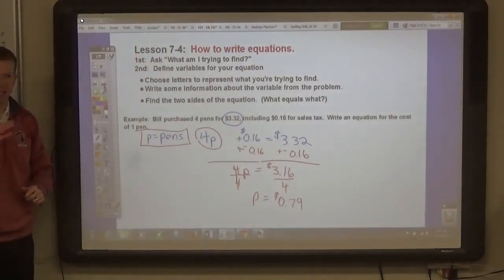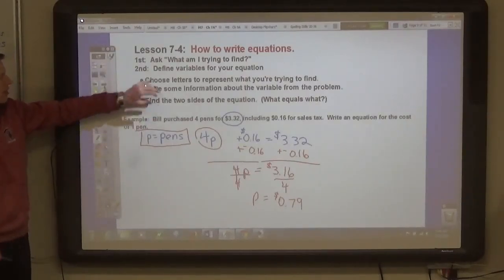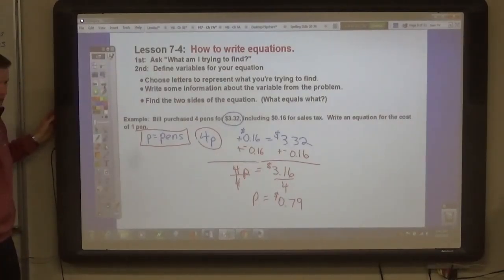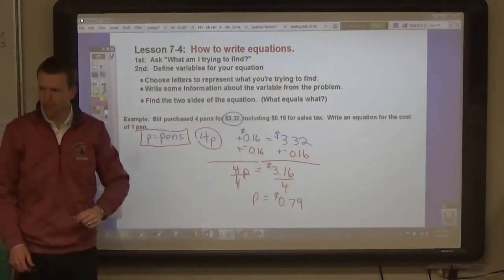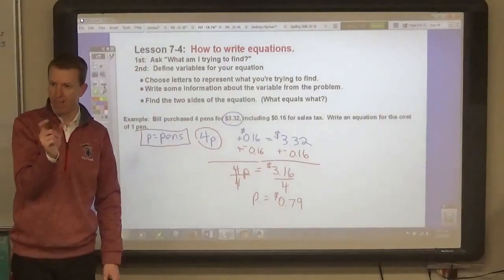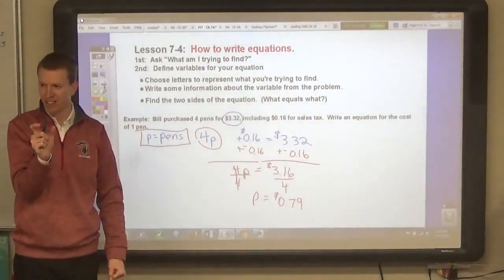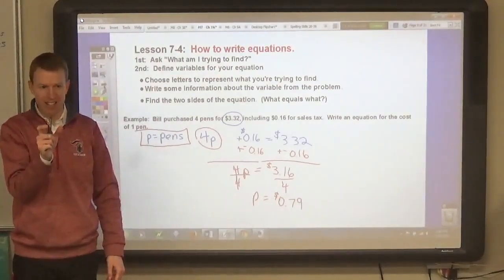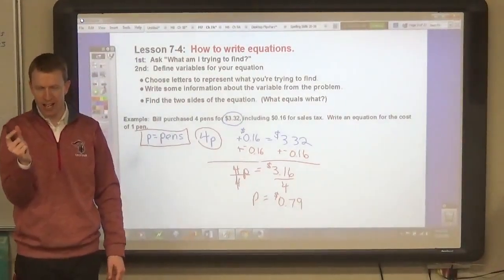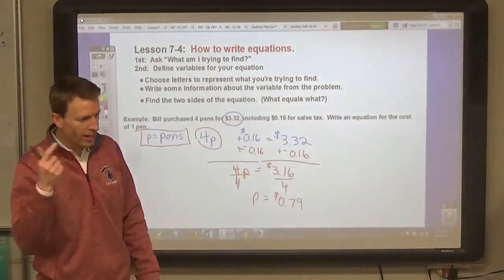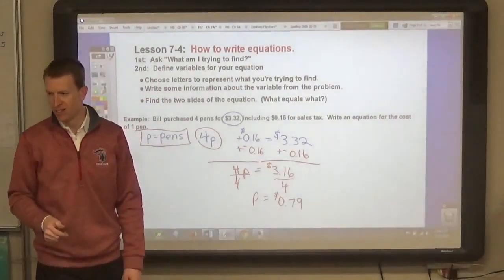We practiced this a little bit in the last lesson. Here's how you write equations. First of all, you have to ask yourself, what am I trying to find? In that one question yesterday, you got an answer of 19.5 of something. What did that refer to? 19.5 what, Asa? $19.5, so you have to rewrite that as an answer to the question. If you're trying to find the price of something, you have to write it as dollars. Okay?